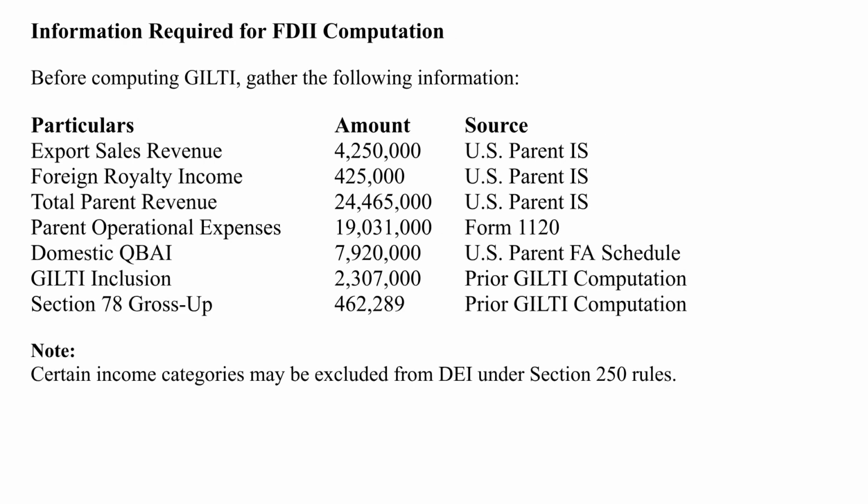To compute FDII, we need several key inputs. These include export sales revenue, foreign royalty income, total corporate revenue, operating expenses, domestic QBAI, and certain international tax amounts already calculated under the GILTI rules. These figures provide the foundation for the entire FDII computation.